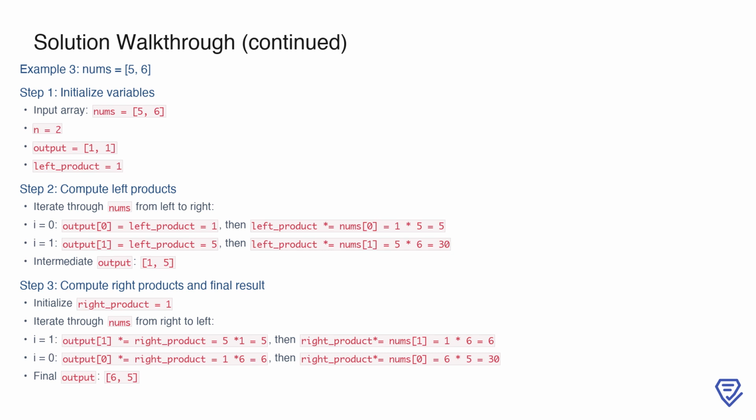At index 1, output[1] is set to 5, and left_product becomes 30 after multiplying it with nums[1]. The intermediate output array is now 1, 5.